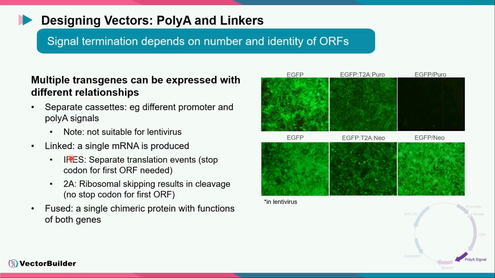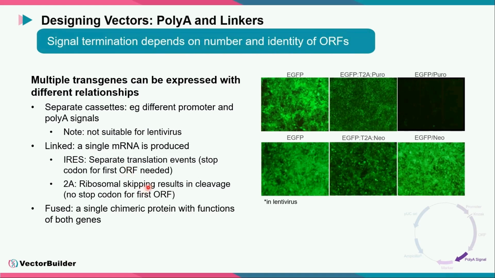Now, one thing to note when using an IRES is that because you have 2 separate translation events, you are going to need a stop codon at the end of that first ORF. Alternatively, you can have a 2A linker, for instance, T2A or P2A. These are skipping linkers or read-through linkers.